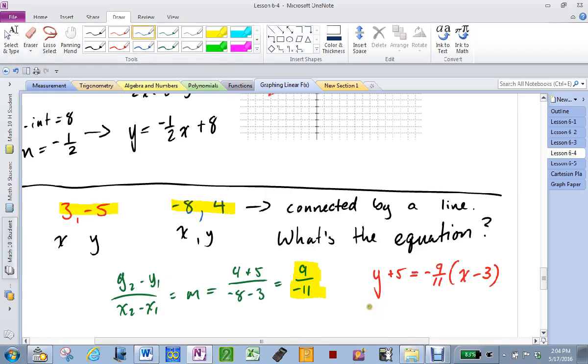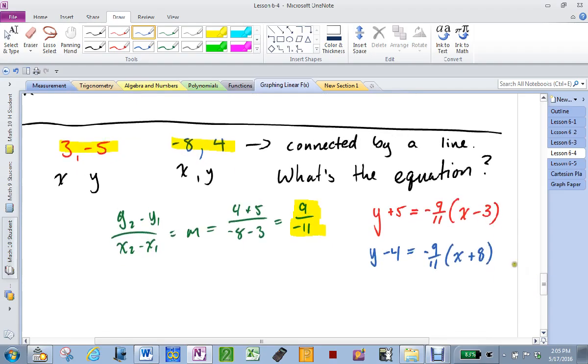X minus, what's my X? Oh, I screwed that up. Y plus 5 and X minus 3. Slope, point. Everybody cool? What's the other equation going to be? Y. I've already done this one. So what's the other one going to be? Y minus 4 equals, what's my m? Negative 9 elevenths. And x plus 8. Now, are those the same line?